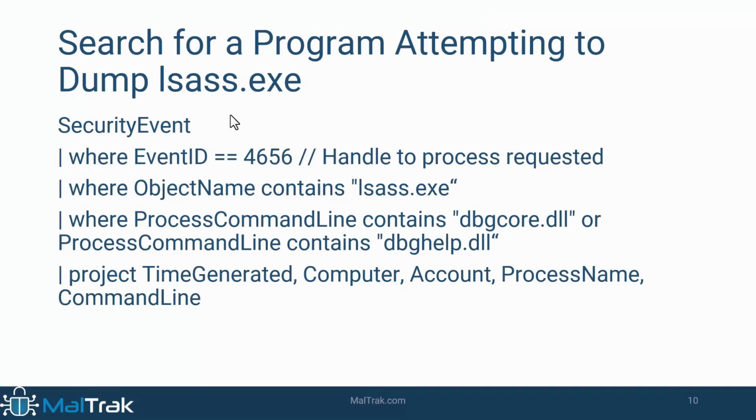As we've been through before, we're going to search for a program attempting to dump lsass.exe. So that's security event where event ID is 4656, a handle to process requested, where object name contains lsass.exe, where process command line contains dbgcore or process command line contains dbghelp, and we're going to then project what we need to.